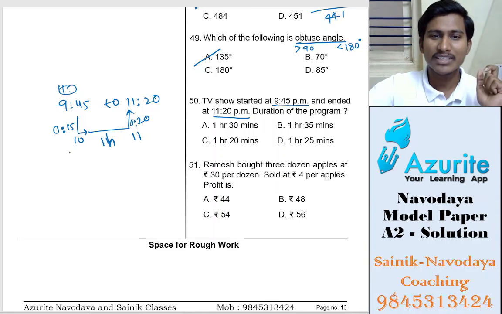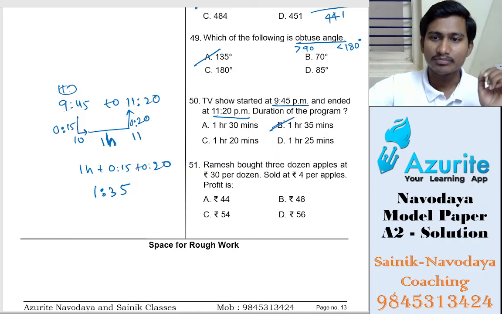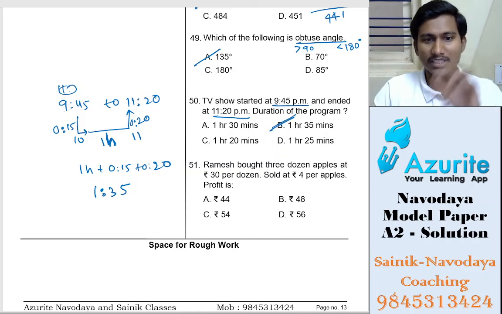So what will be the answer then? This is 1 hour, this is 15 minutes, this is 20 minutes. So 1 hour plus 15 minutes and 20 minutes. The total is 15 plus 20 is 35. So 1 hour 35 minutes. Which option is 1 hour 35 minutes? That is option B, right? 1 hour 35 minutes is the answer.